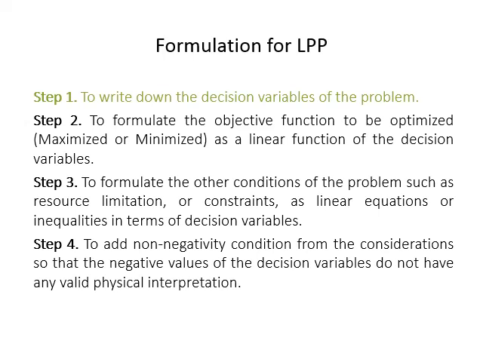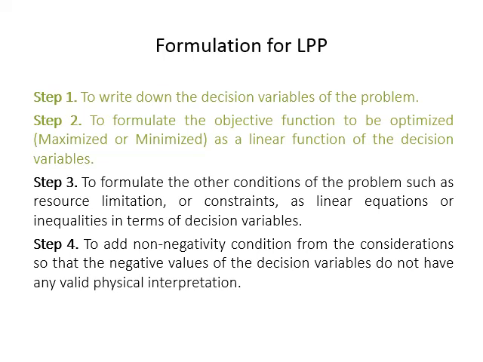Step 2, based on step 1, we need to formulate the objective function to be optimized. To be optimized means maximized or minimized as a linear function of decision variables. That means the objective function expresses a linear function of the decision variables.